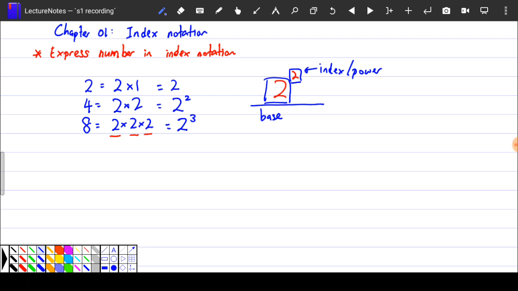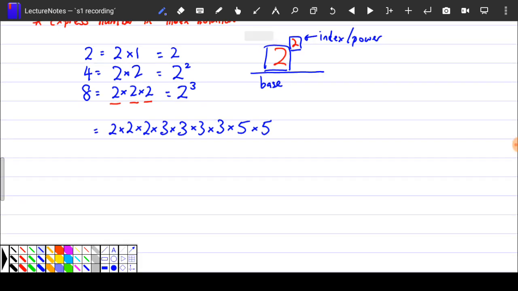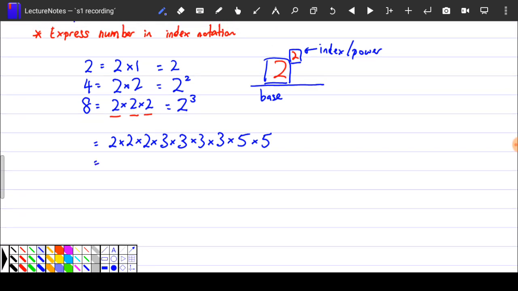Alright, now at this point I want you to try what happens when I have a number which is 2 times 2 times 2 times 3 times 3 times 3 times 3 times 5 times 5. Example, right? So this is a huge number, and if I were to read like this, it's very troublesome. So is there an easier way to simplify a number and read such that all of us will understand?